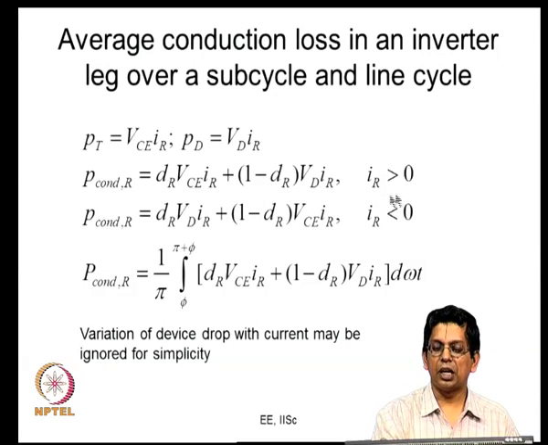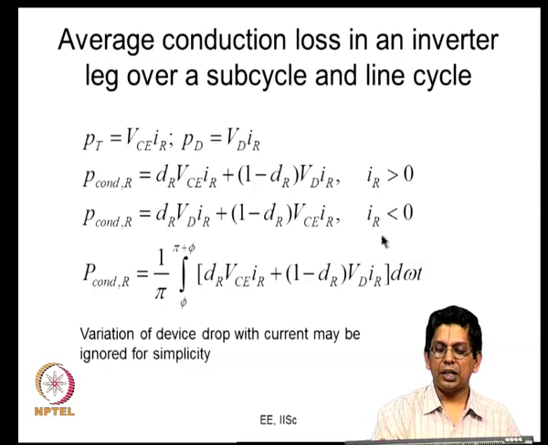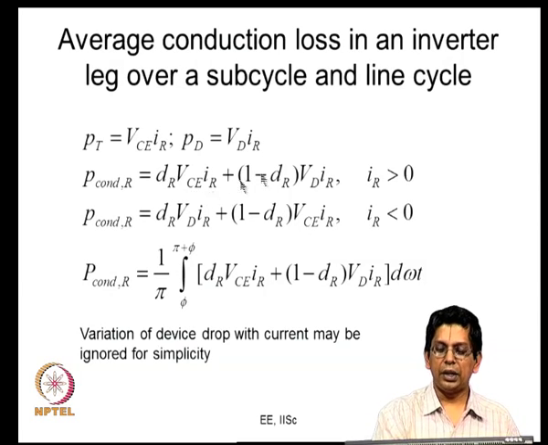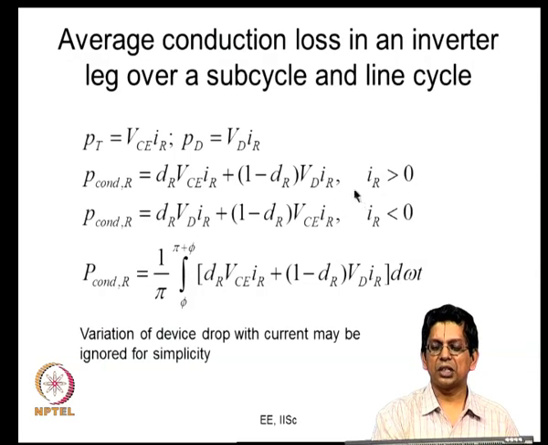This is the situation when the current is positive, when the top transistor is conducting and the bottom diode is conducting. On the other hand, when the current is negative, the bottom transistor and the top diode will conduct. So, you will have a difference in this duty ratio and 1 minus dr. So, you can actually write down the average loss over a subcycle, either considering the positive or the negative. In most PWM cases, you do a symmetric operation. So, it is enough if you consider only one half; you do not have to consider both half cycles of the current.